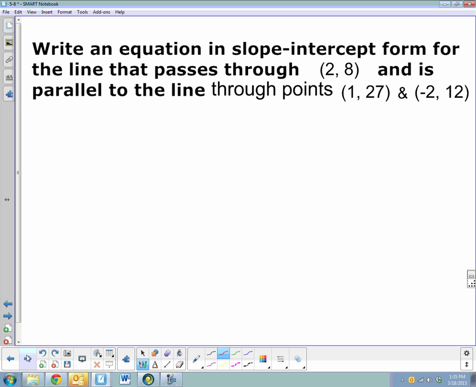Let's try something a little bit harder. Come on, Mr. Gustafson, make it difficult. We're going to try and write an equation in slope-intercept form for, again, a line that passes through this point, (2, 8).